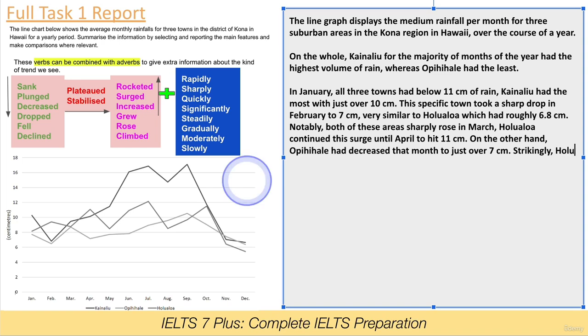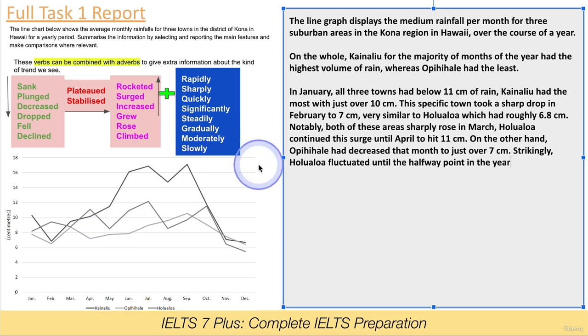So strikingly, Holualoa fluctuated until the halfway point in the year, dropping to 8.5 centimeters in May, and then growing to 11 centimeters in June.